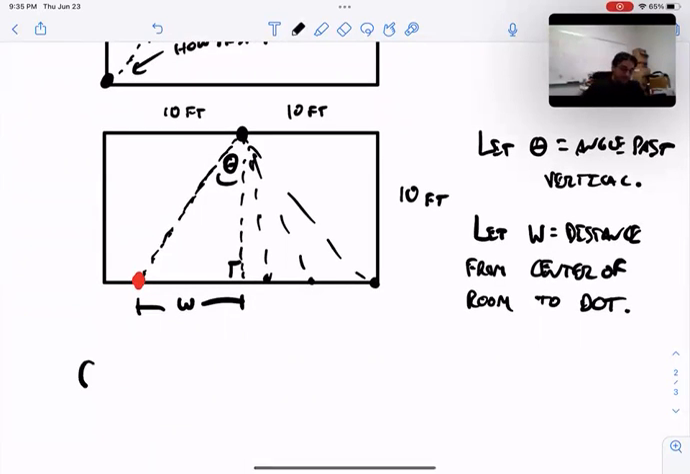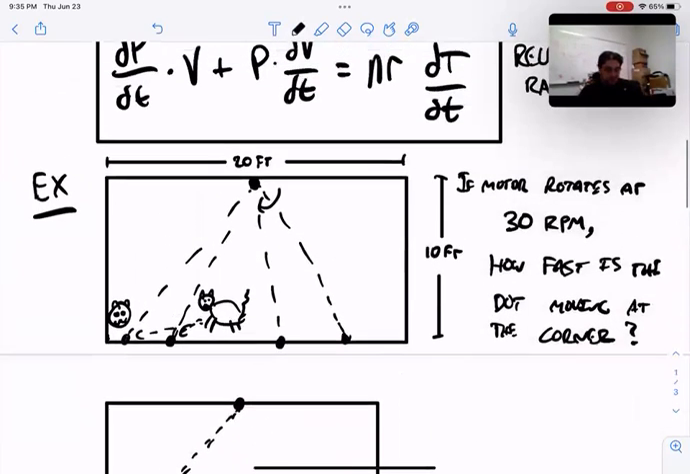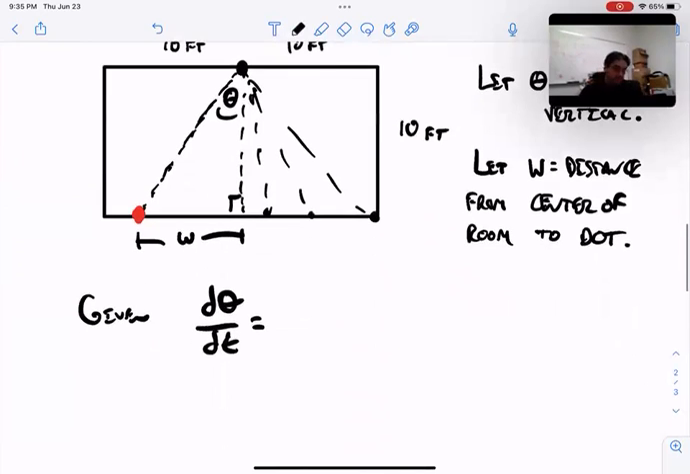In particular, what are we given? We're given d theta dt, right? I know how that angle changes with respect to time because we were given 30 RPMs. So if it's 30 RPMs, that's 30 revolutions. Now it's an angle, so usually you would measure a revolution in radians. A revolution is 2π radians.